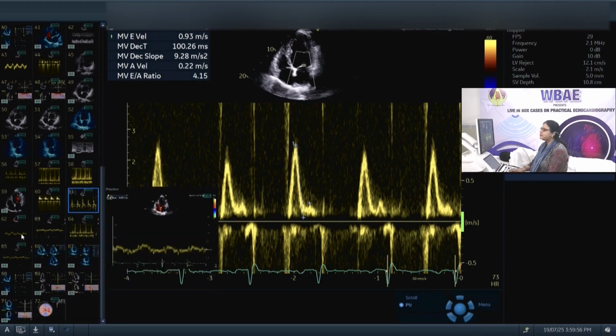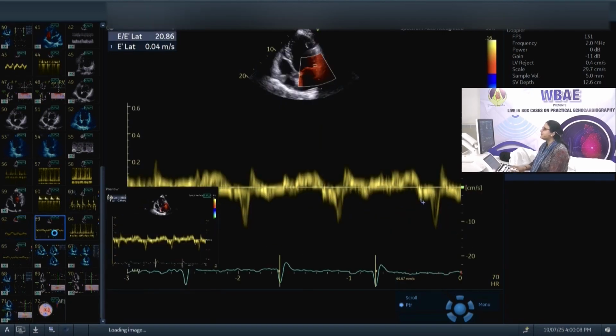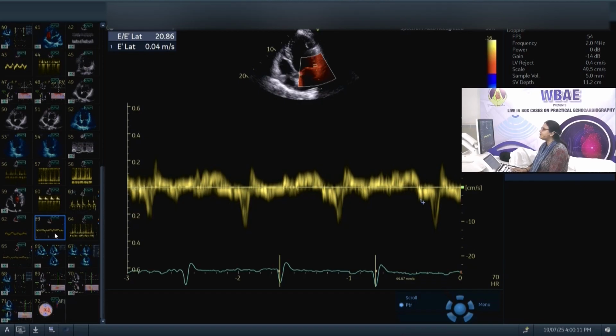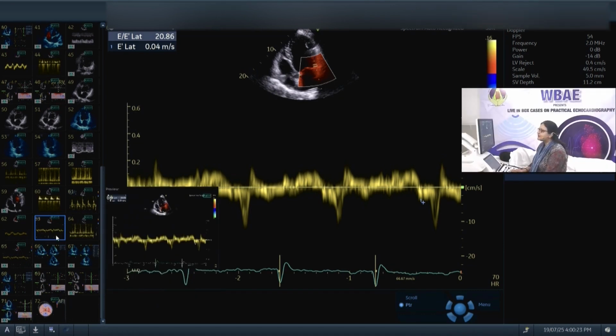We then go on to do the tissue Doppler imaging, where the cursor is placed at the mitral valve medial annulus, and here the septal velocity has come to 0.03 meter per second, and also at the lateral annulus, which is 0.04, and the average E/e' is something around 22, which shows that this patient has grade 3 diastolic dysfunction with reduced tissue Doppler velocities in both mitral annulus.